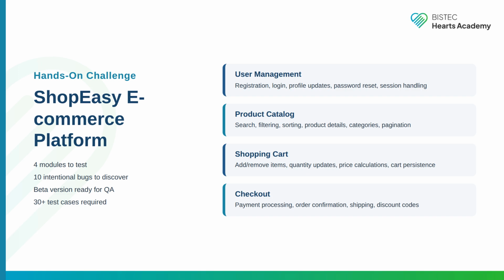This is the highest risk module. Money is changing hands. A bug here directly costs real money. Discount codes are a classic source of bugs. What if you apply two codes? What about an expired code?